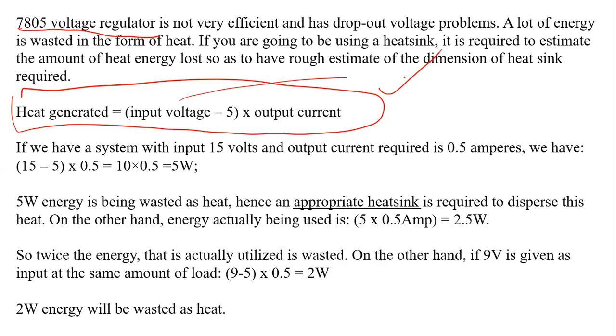Suppose your input voltage here is, let's say, 15 volt. It gives out 5 volt, isn't it? And if the output current required in your device is 0.5 ampere, it will calculate the heat generated with this formula. Input voltage is 15 volt, and the usable output voltage given out is 5 volt. 15 minus 5, 10 volt. So 10 volt will be the excess voltage that is not supplied to the output section.